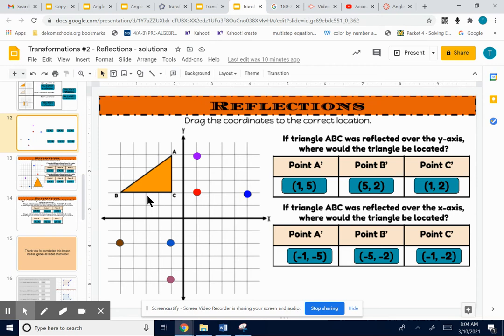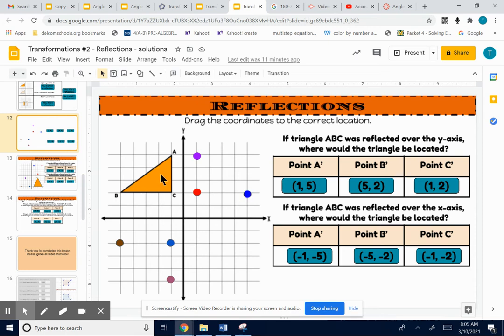So if I had triangle ABC and I reflected it over the y-axis, A is one space to the left. A prime would be one space to the right. C is one space to the left, so C prime would be one space to the right. B is, I believe, 5 spaces to the left of the y-axis. B prime would be 5 spaces right. Then you could figure out what those coordinates are.